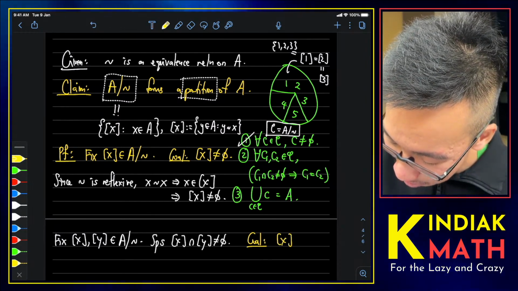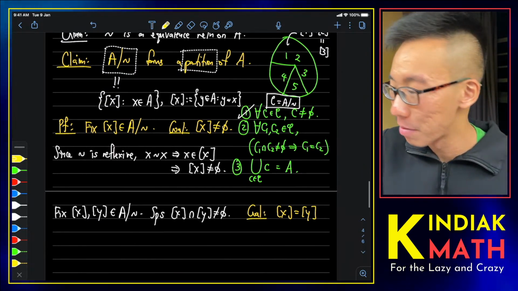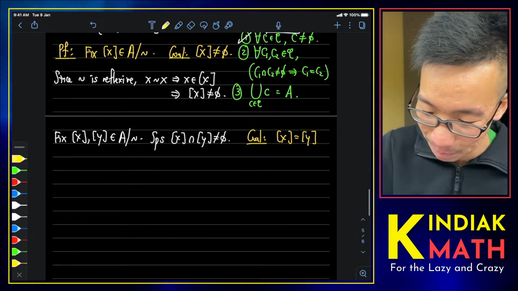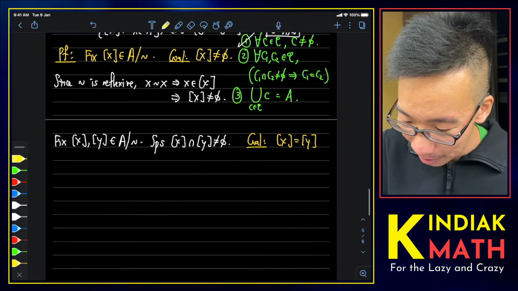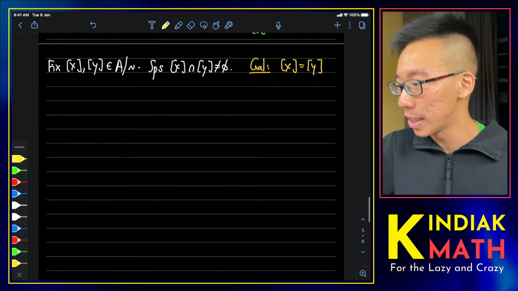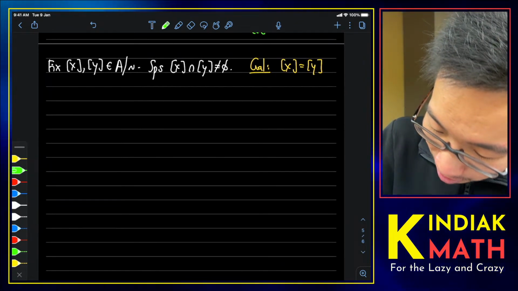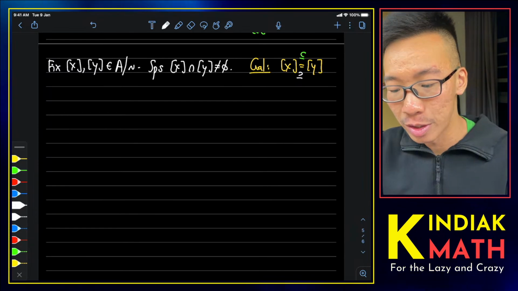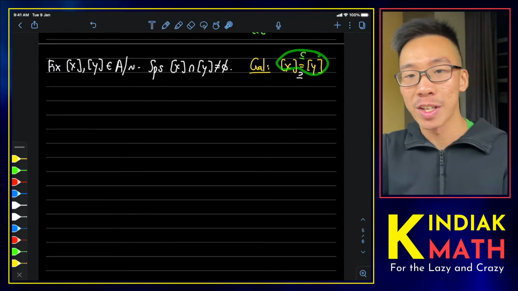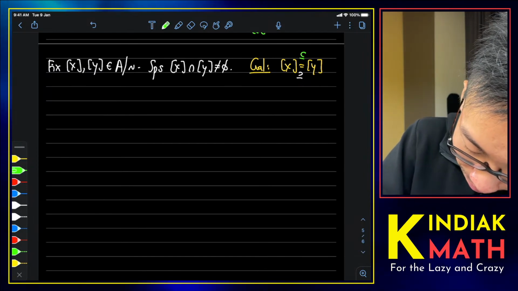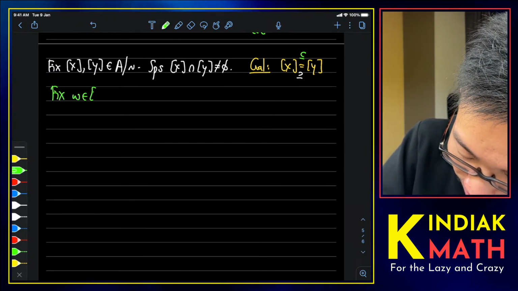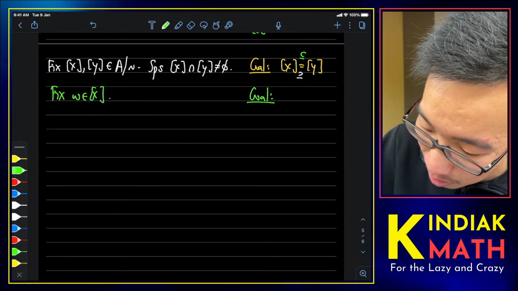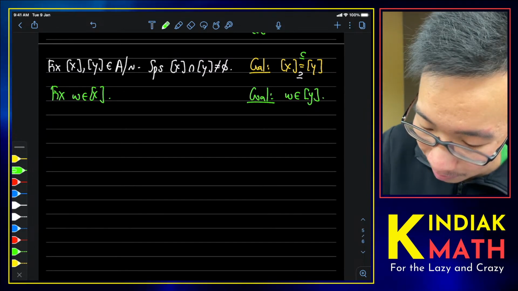The goal is to show that X equals Y, right? I think some of you who were in the class would have known how we prove this, but let's just prove it here once again. How do we prove set equality? We need to prove two-way subset inclusion, right? This way and this way. So let's first prove this bit over here. We're going to fix W in the class containing X. The goal is to show that W belongs to Y.